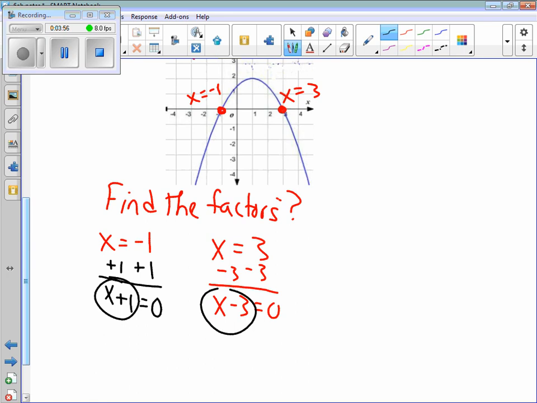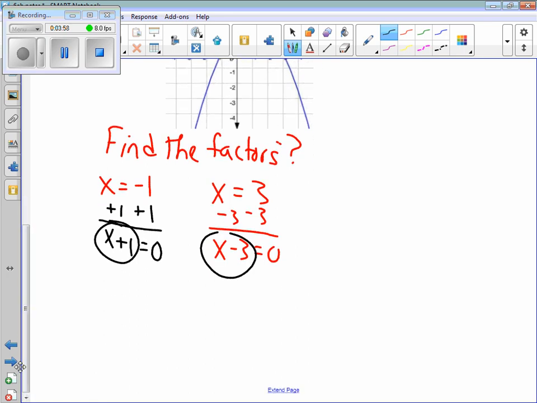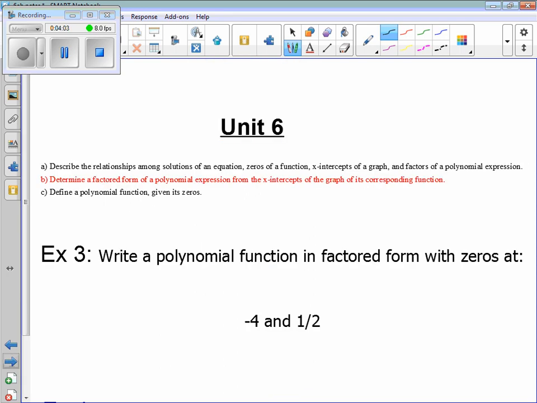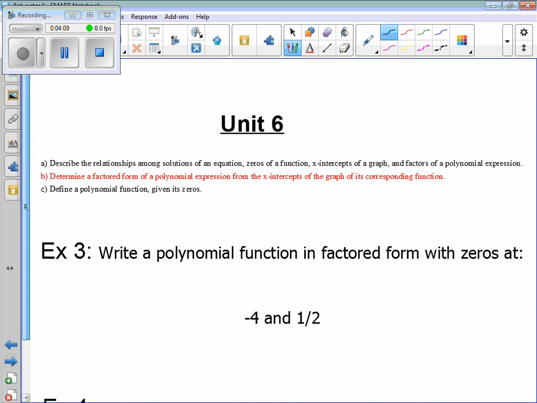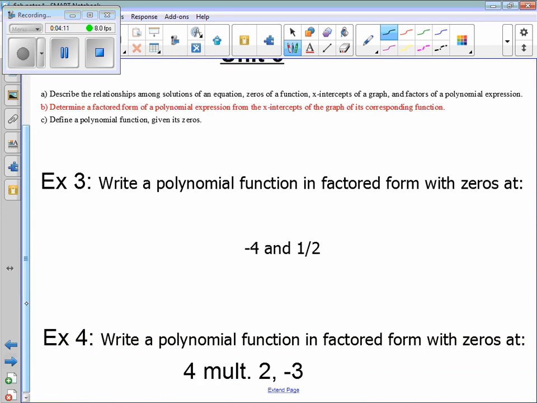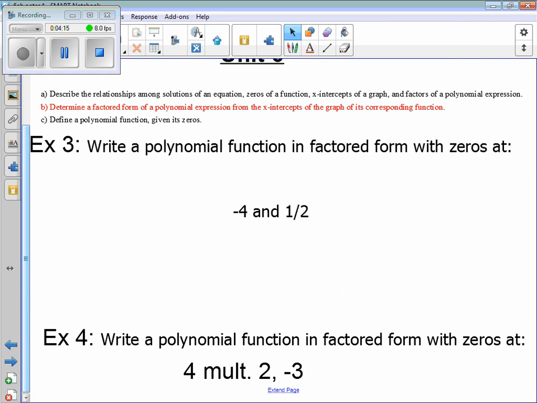That is pretty much all 6a is. 6b is determine the factored form of the polynomial expression from the x-intercepts of the graph of its corresponding function. Alright, let's jump right into it. So from 6a we know how to factor. So when the x-intercept's negative 4, we add 4 to get its factor. x plus 4 equals 0.